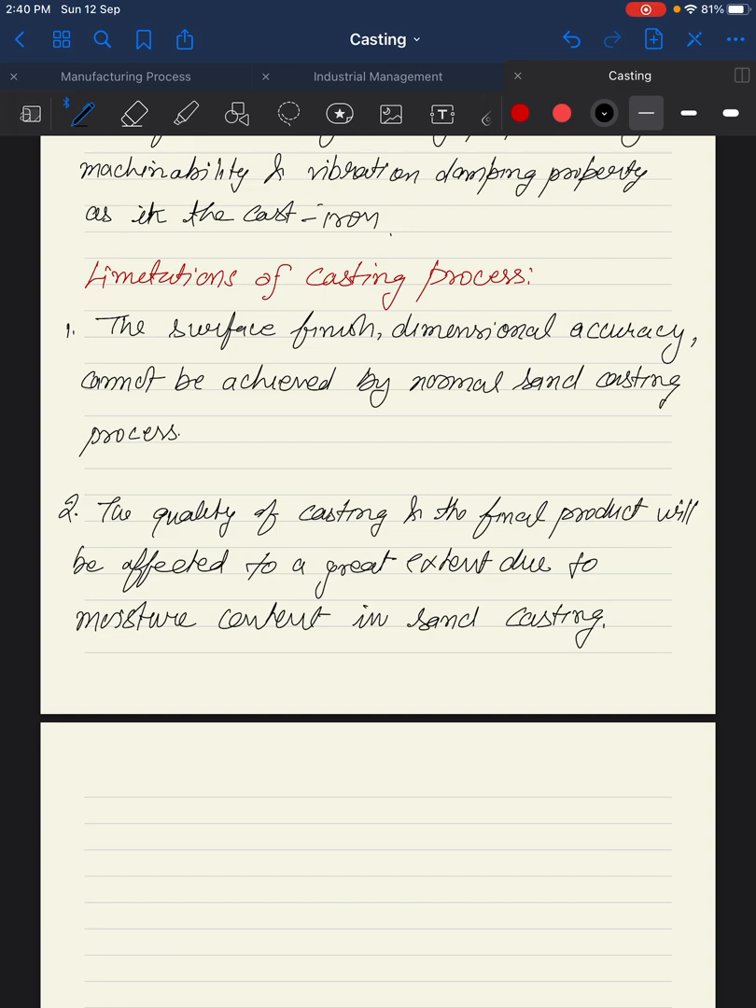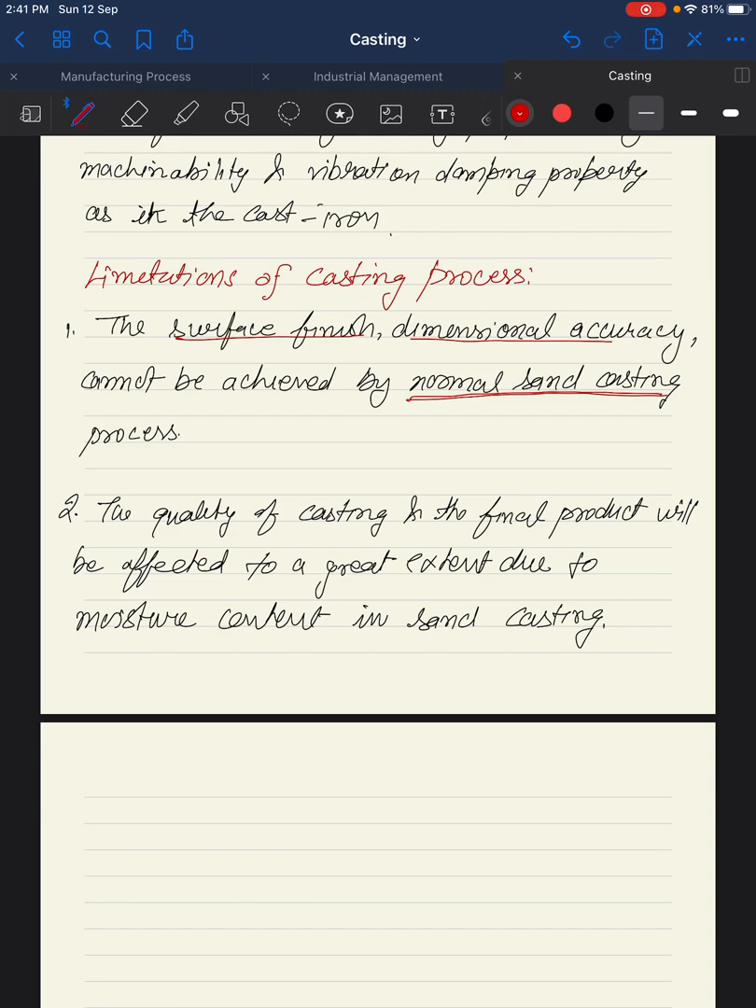Got it? Let me clear again. The suitable surface finish, dimensional accuracy cannot be achieved by normal sand casting process. Here the normal sand casting process, it means if you require high precision or accuracy, then you have to switch to the advanced casting or casting which use special type of tools and accessories.